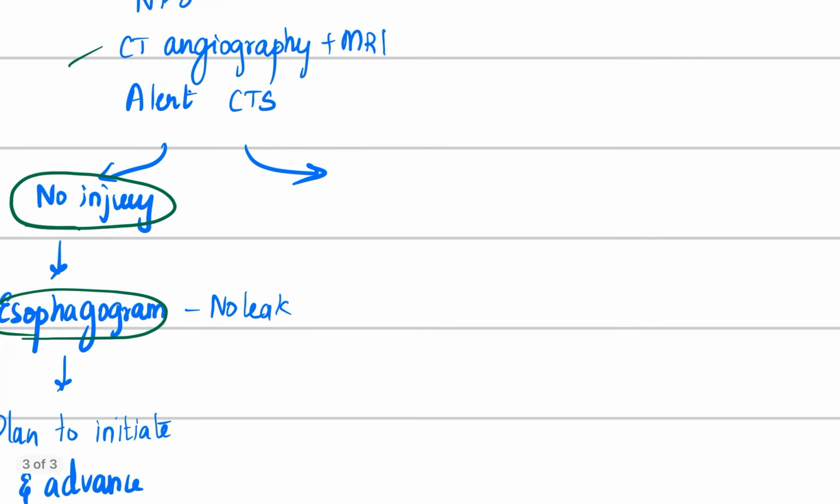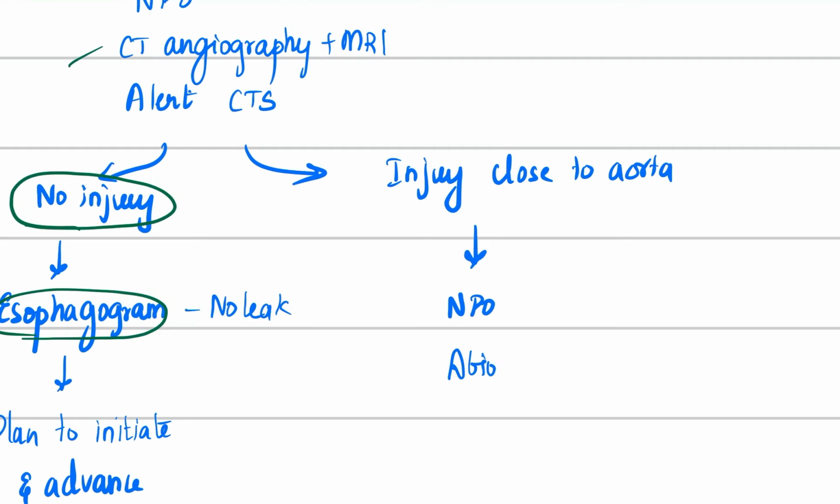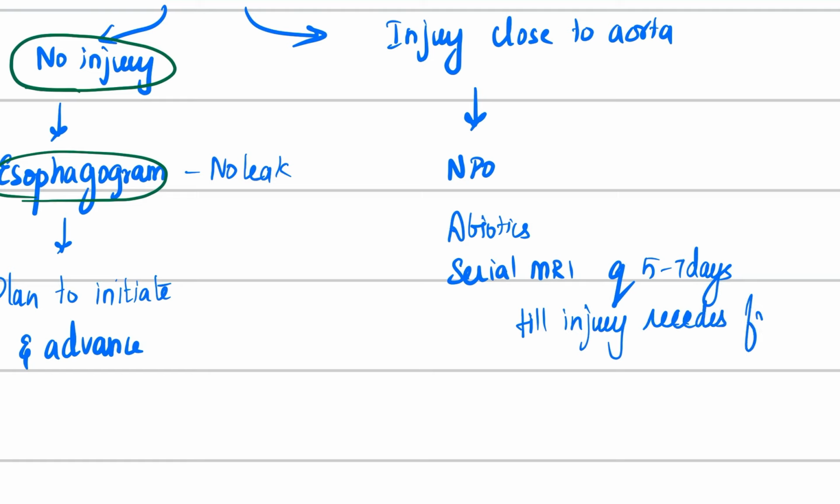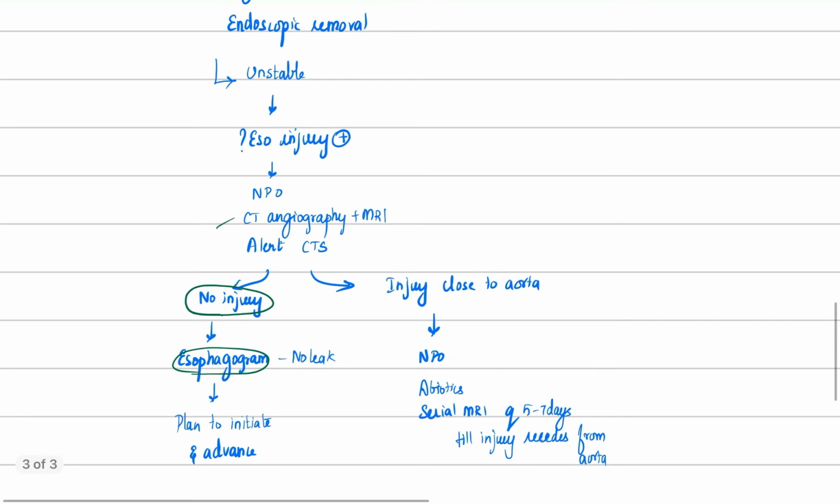All right. So suppose you find some injury. Injury is close to aorta or the aorta is already injured, then the course is clear. Cardiothoracic surgery is going to take over. But if the injury is close to aorta, what are you going to do? You are going to give rest. You will continue NPO status. You will give IV nutrition, antibiotics, and serial MRI will be done. Okay, serial MRI. Every 5 to 7 days it can be done till injury is seen to move away from aorta. Every 5 to 7 days till injury recedes from aorta. All right. So this is how you manage a patient who's having a button battery in the esophagus.